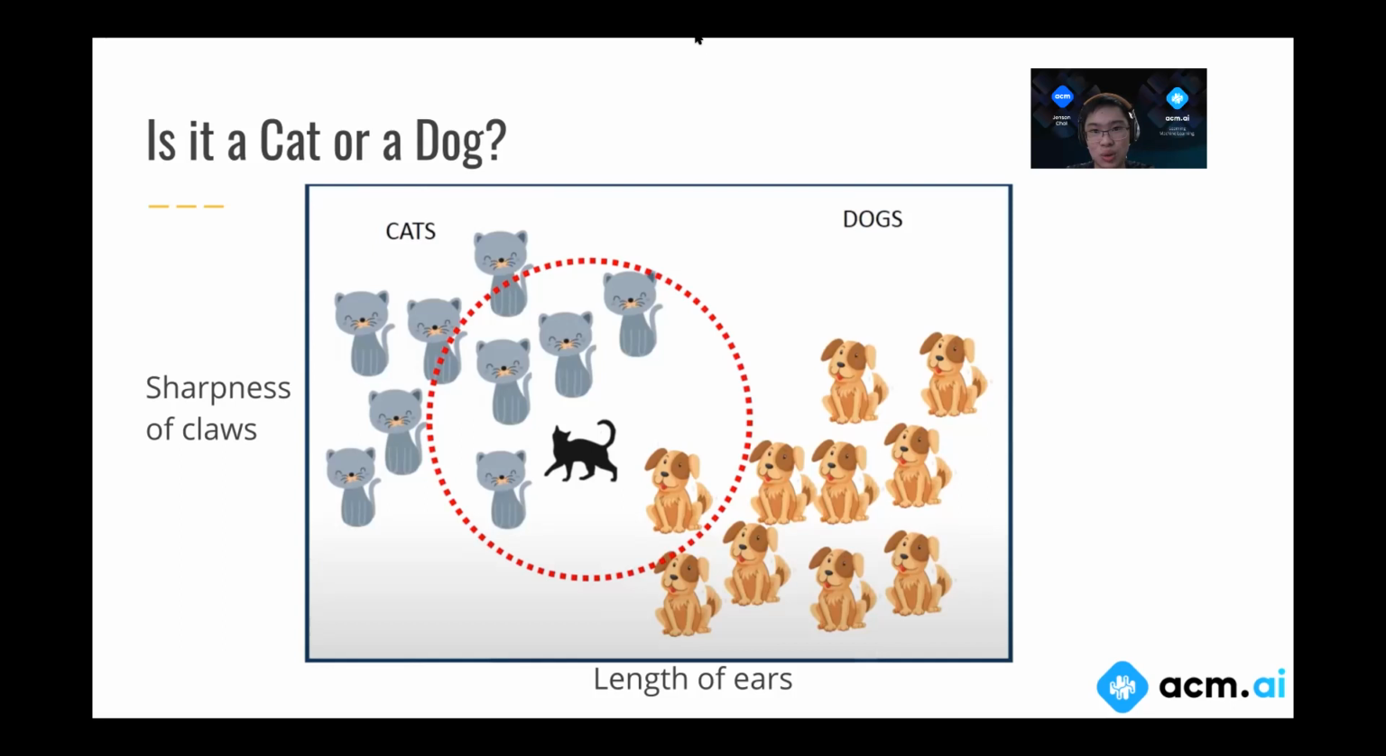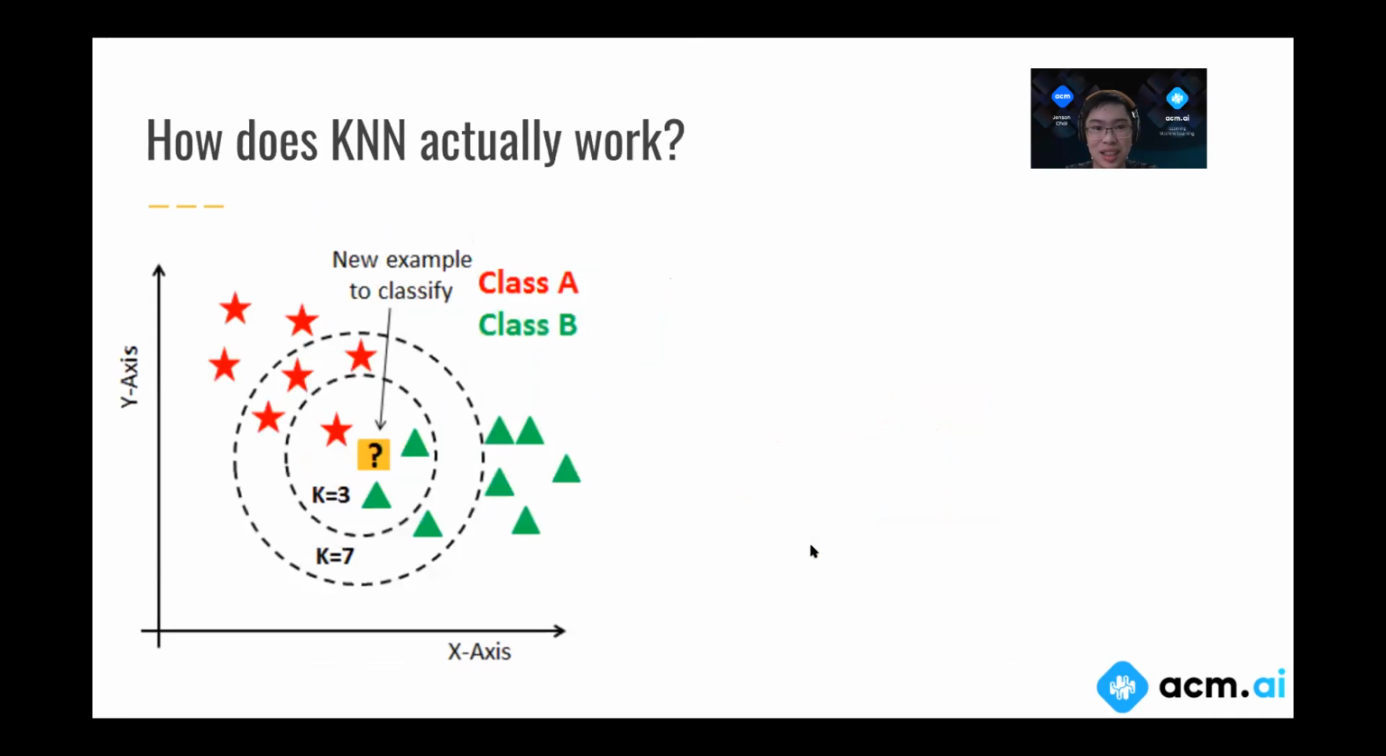Anyone have any questions about what we just went over, like classifying the new unknown animal? Okay, someone asked, how is the value of k determined? That's a great question, and we're going to get into that in just a minute.